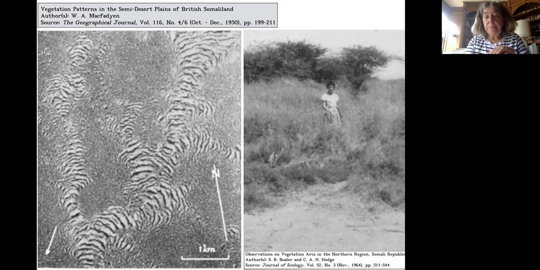Another thing that they pointed out was that if you were on the ground, it's actually quite flat, and so any elevation grade is really, really subtle. But once you get up above the ground, you can use these vegetation bands to determine the elevation grade, because the bands are oriented approximately perpendicular to the elevation contours. Okay.